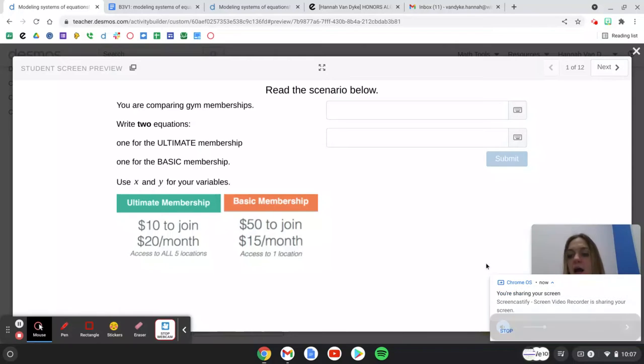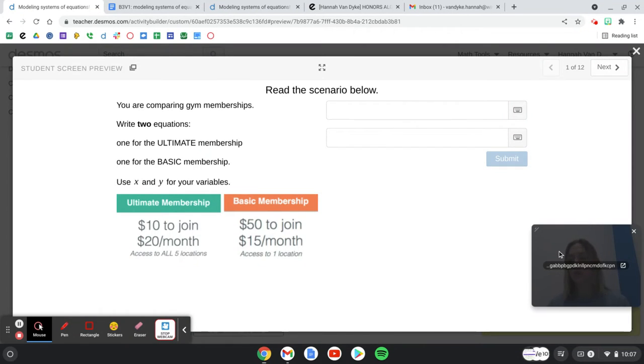Okay, so this video is going to help you with screens 1, 2, and 3 in Desmos. So it says, read the scenario below. You're comparing gym memberships. Write two equations. One equation for the ultimate membership, which is in green, and one equation for the basic membership, which is in orange. Use X and Y for your variables.